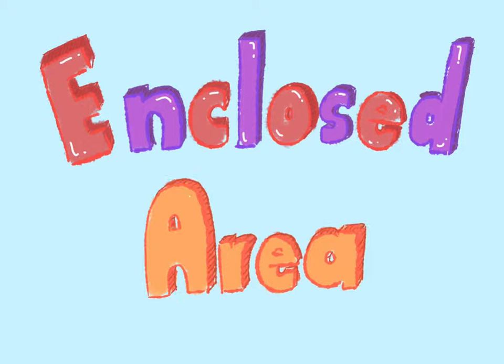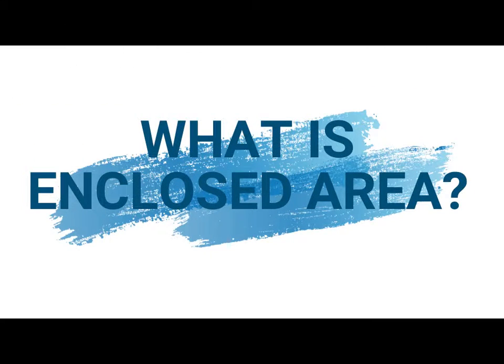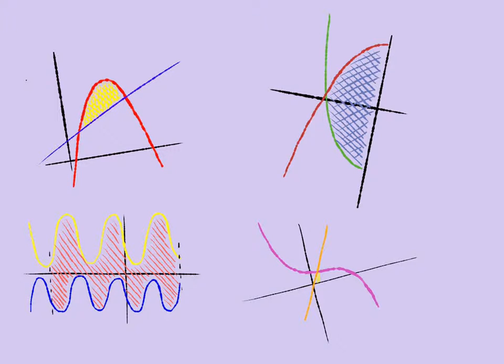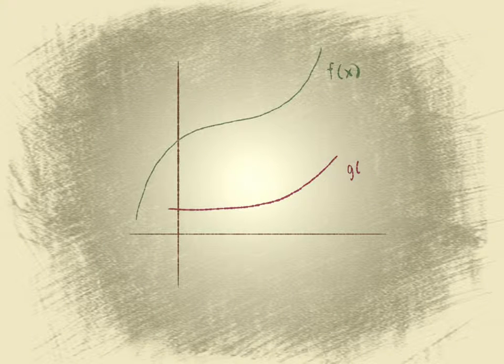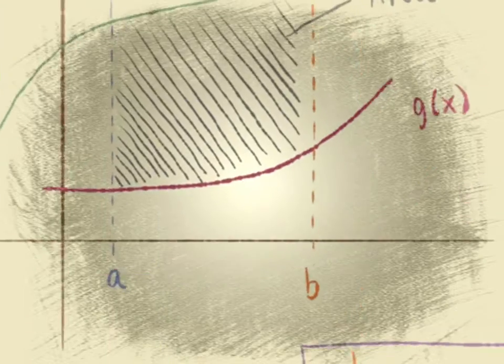Enclosed area. Let's begin with what is enclosed area. Enclosed area is an area between two curves. Look at the graph shown on the screen. The highlighted area is what we are going to calculate.